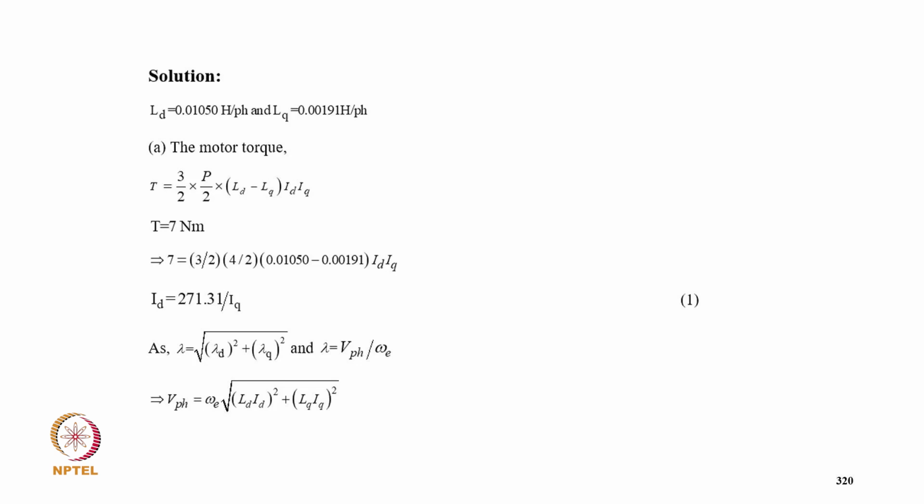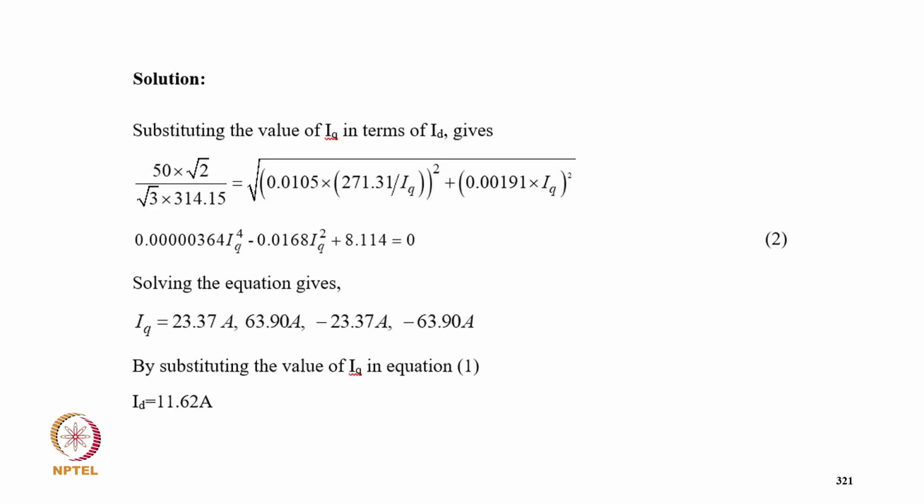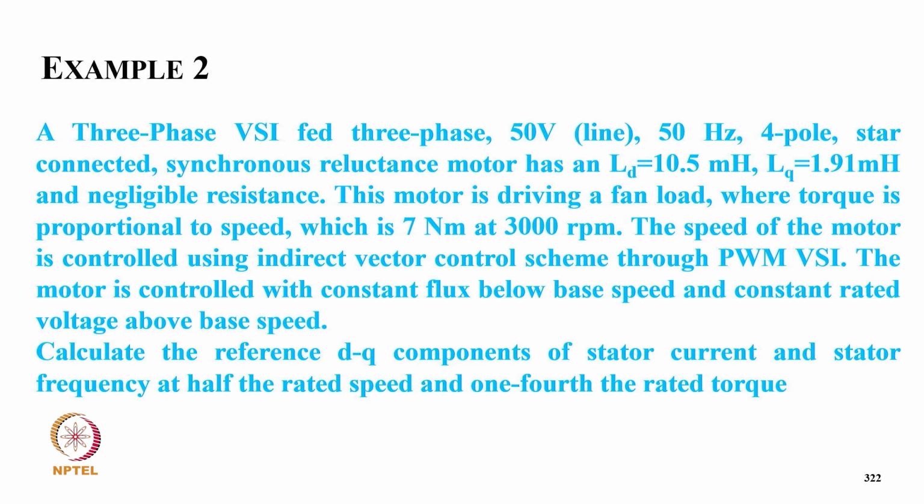ID comes here typically as a function of 271.5, putting a value. So we get typically the speed, and substituting a value we are able to get here IQ equal to 23.7, and substituting that we get ID equal to 11.6.